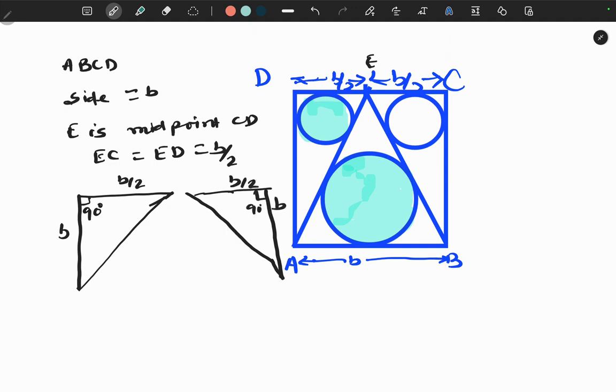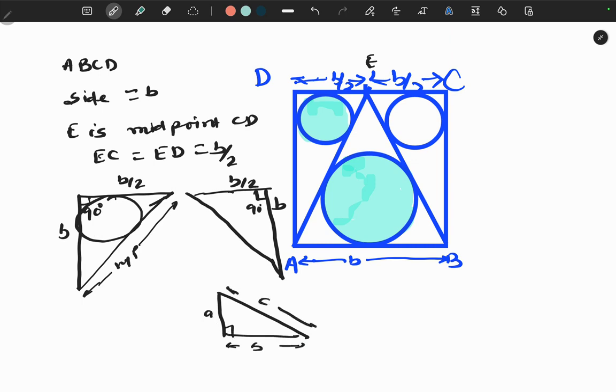And I know in a right angle triangle, if I have an incircle like this and three sides, this is my hypotenuse, which we can find out later. The first concept we will apply is that in a right angle triangle, if a is the perpendicular, b is the base, and c is the hypotenuse, and I draw an incircle in this, then the radius of the incircle will be (a plus b minus c) divided by 2.